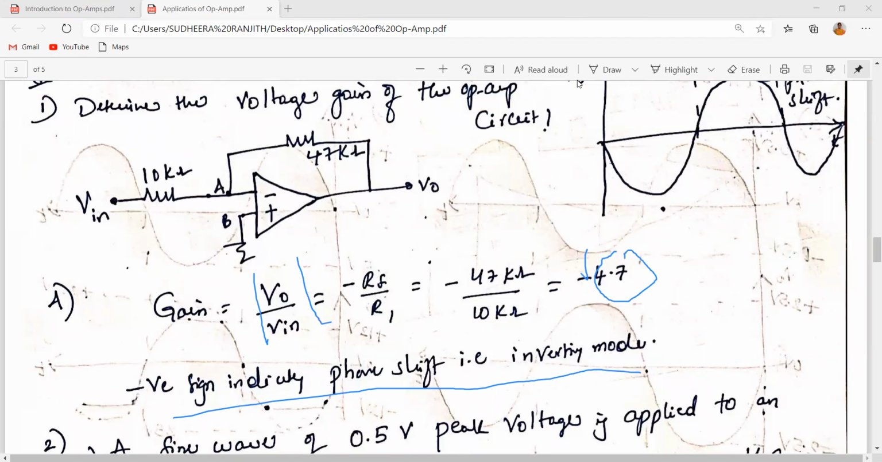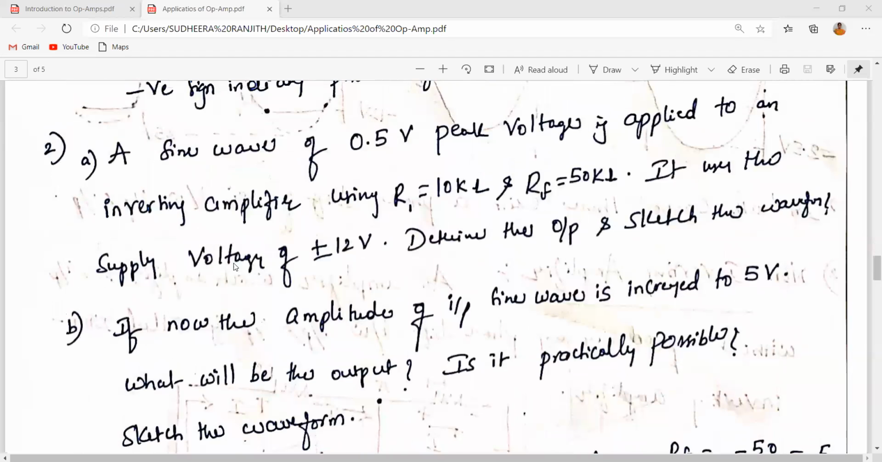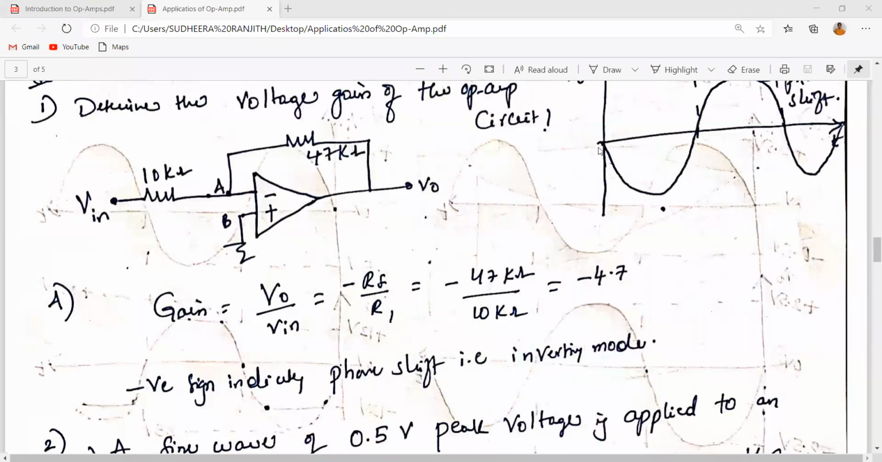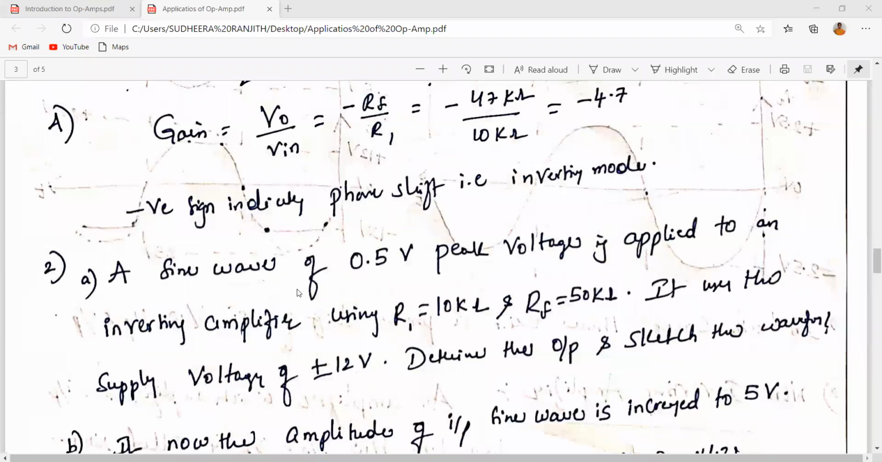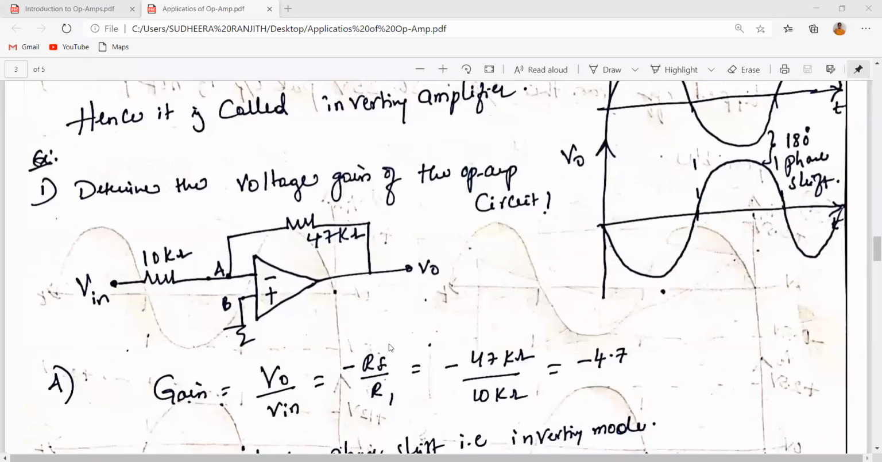We'll take one more interesting problem. What is the given data in the second problem? A sine wave of 0.5 volts peak voltage, not peak to peak voltage, that means the positive or negative cycle magnitude, is applied to an inverting amplifier using R1 of 10 kilo ohms and RF of 50 kilo ohms.